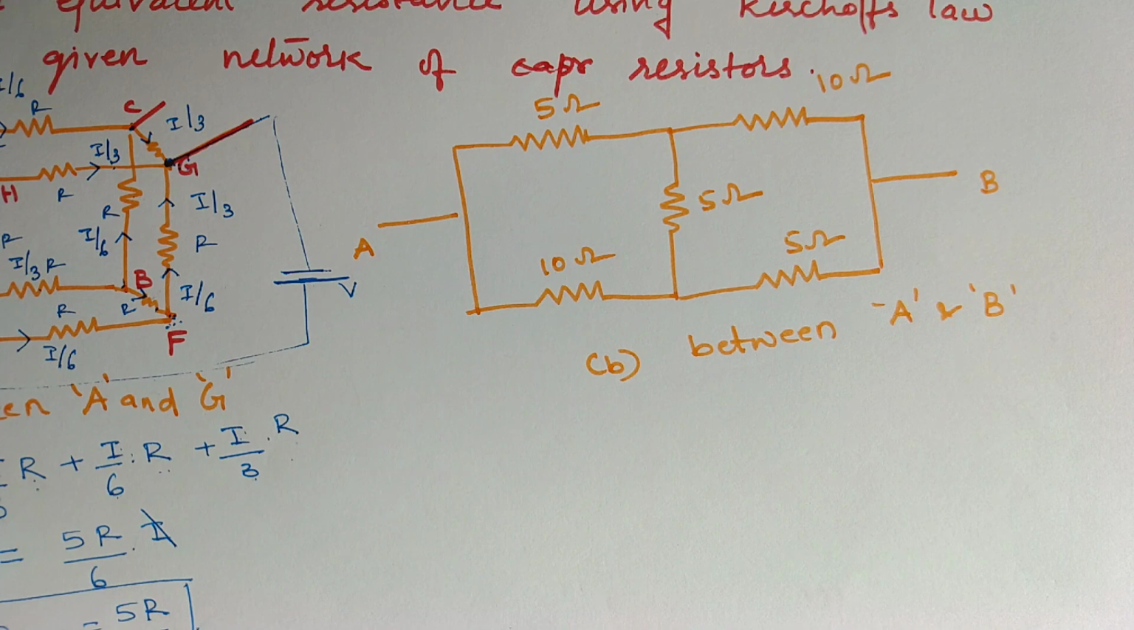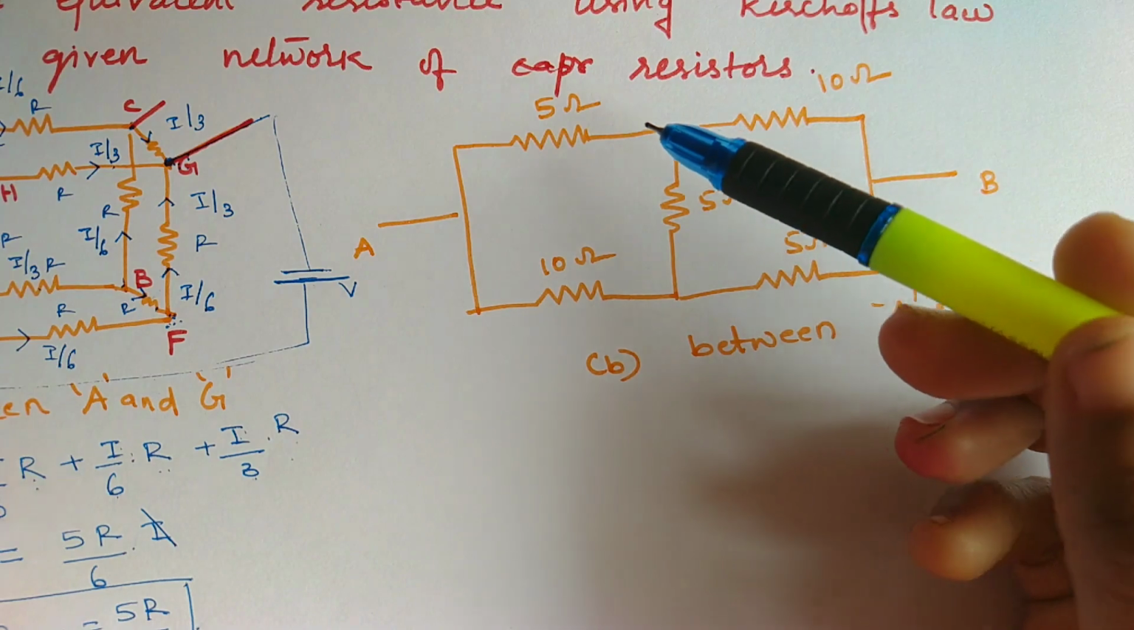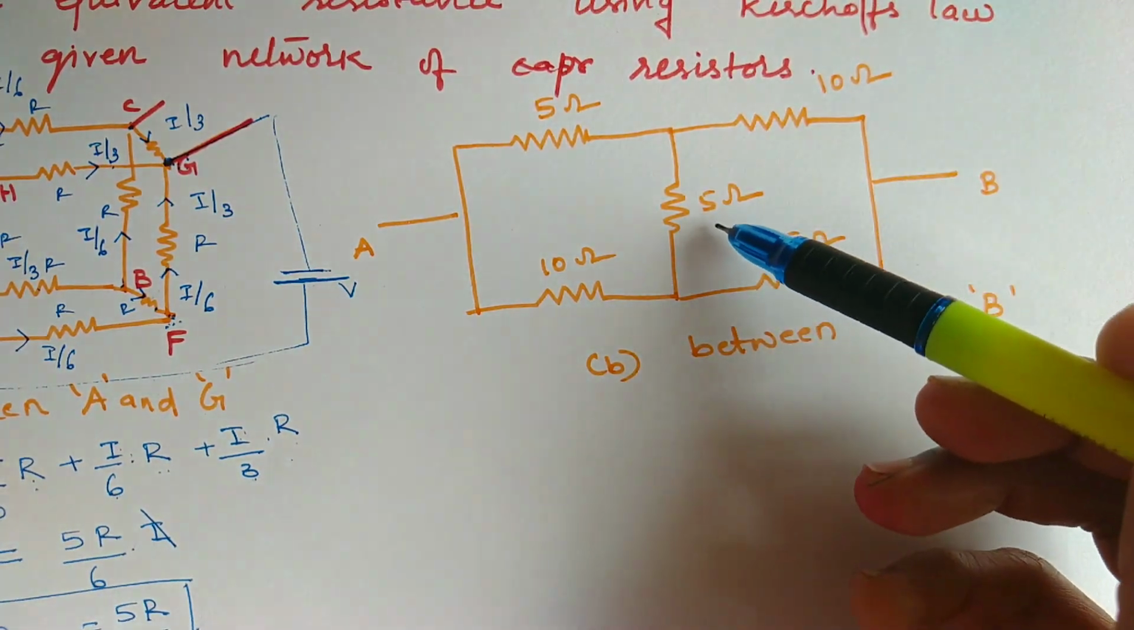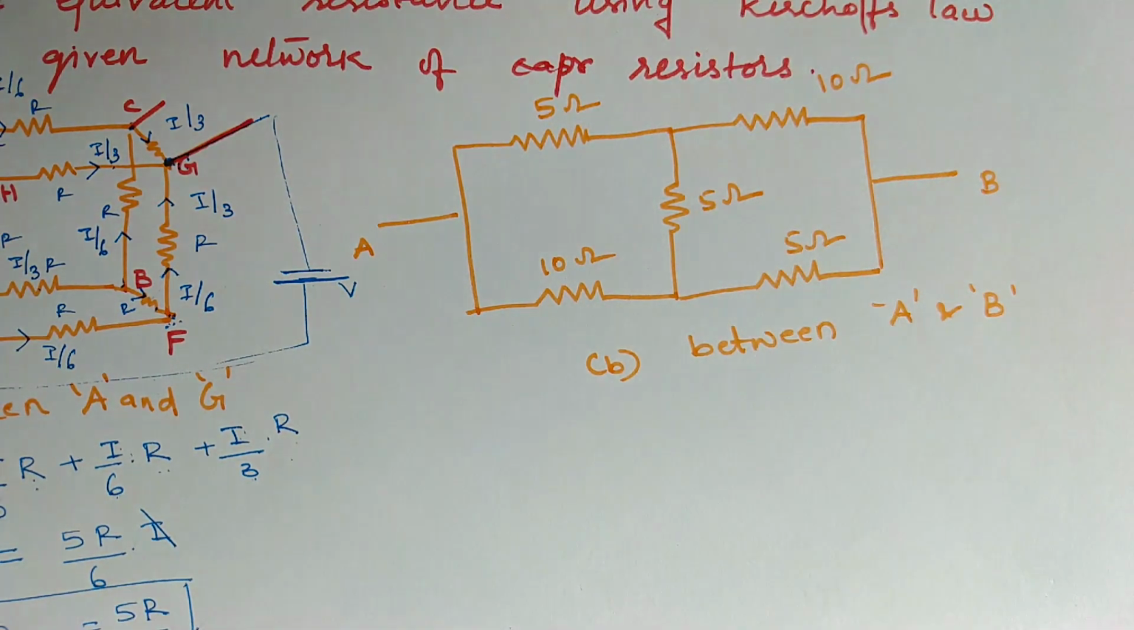Now even in this circuit we are asked to determine what is the equivalent resistance, but by making use of Kirchhoff law. So if you observe the circuit carefully, see, this is the same circuit again, 5 and 10, 10 and 5, central resistor is 5. Is it a balanced Wheatstone bridge or an unbalanced Wheatstone bridge?